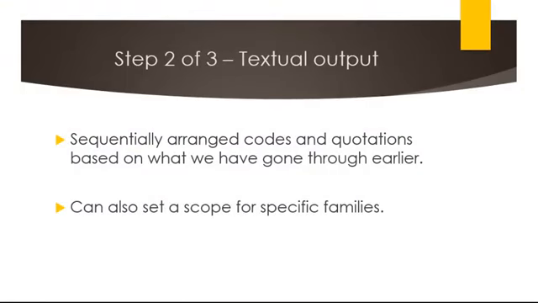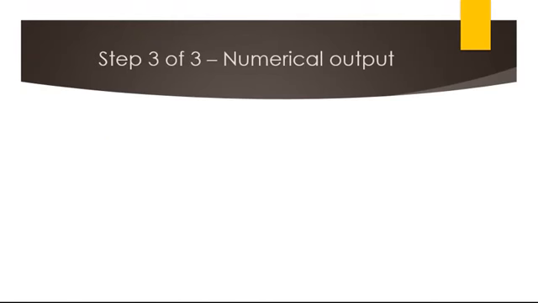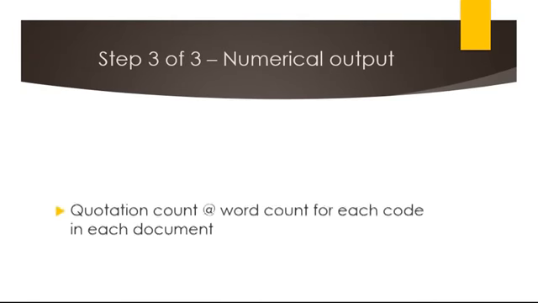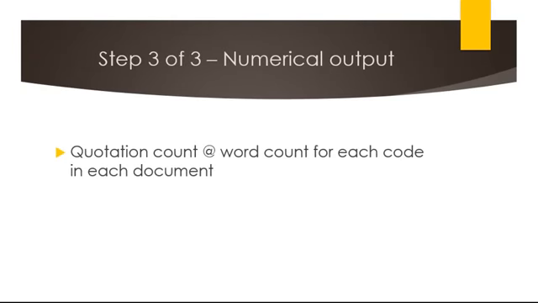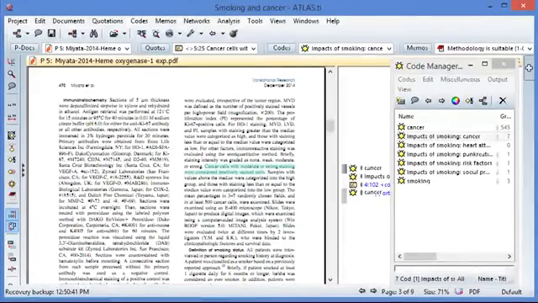Right, next, the third type of output is numerical output. Numerical output will actually tell us the quotation count or word count for each of the codes in each document. As simple as that. I want to know how many quotations are there for each particular code in each document, or how many words have I highlighted for each particular code in each document. So for that feature, I'm just going to demonstrate that in ATLAS.ti.